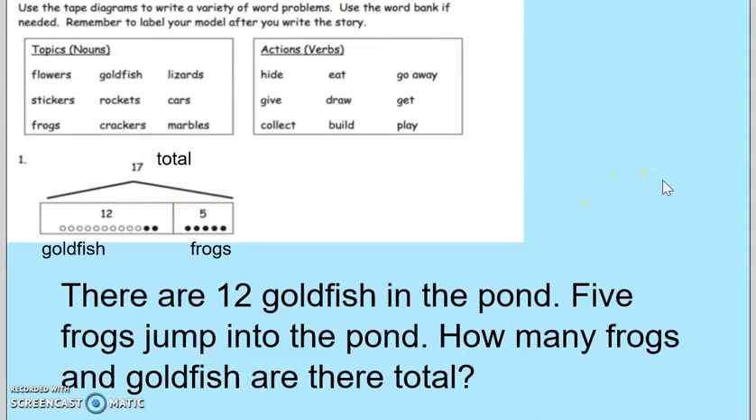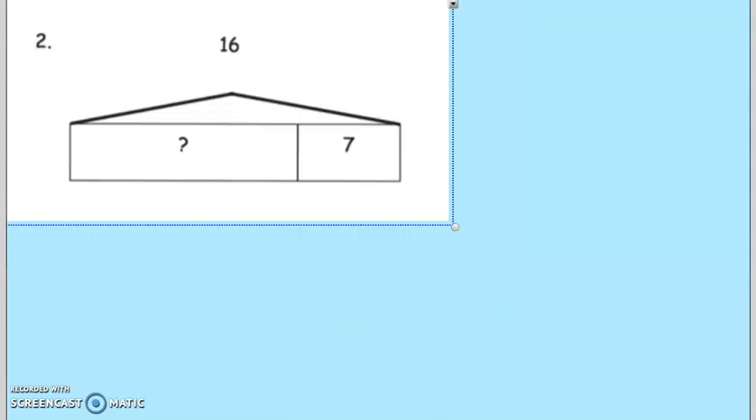Is this the only problem that we could write to match this model? No, of course not. We could have used any number of these nouns up here, or you could choose your own. You could choose to talk about soccer balls or Pokemon cards like we talked about earlier. It's totally your choice. I want you to pause the video and write your own word problem to match this. All right, you ready? Next one.